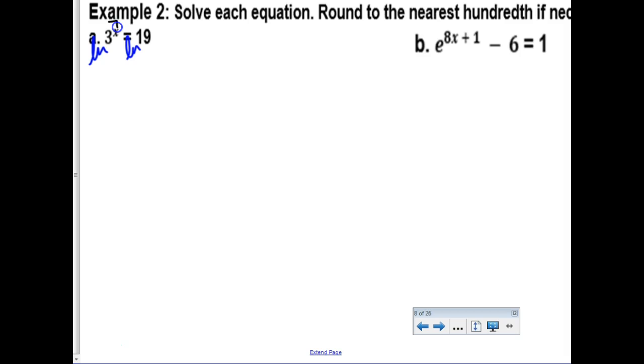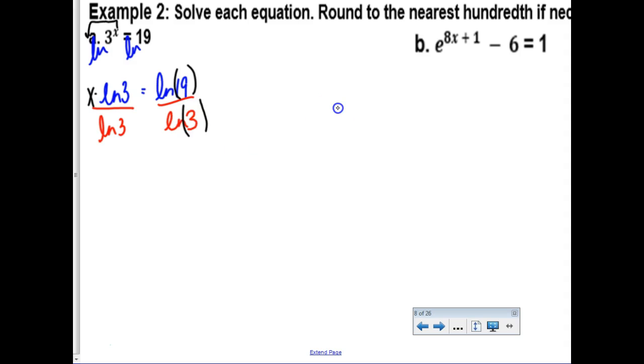So the log, the whole point of it is that it brings the exponent down in front. So you have x times the natural log of 3 equals the natural log of 19. And remember, these are just gross numbers. Natural log of anything is usually just a really icky number. So we're going to divide both sides by whatever this natural log of 3 is. Can y'all do me a favor, though, and practice on your calculator how you type this in? It's the natural log of 19, close the logarithm, divided by the natural log of 3.